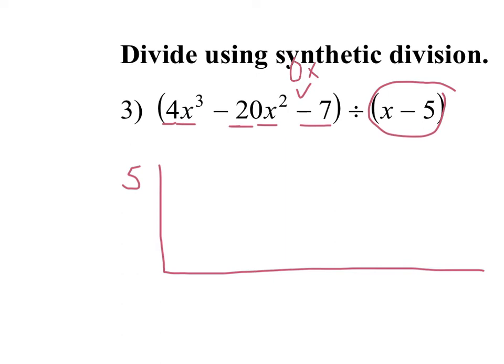So we write our first term, our number in front of the first term, which is 4. Then we have -20, then 0, and then -7. So in synthetic division, we're just writing the numbers.